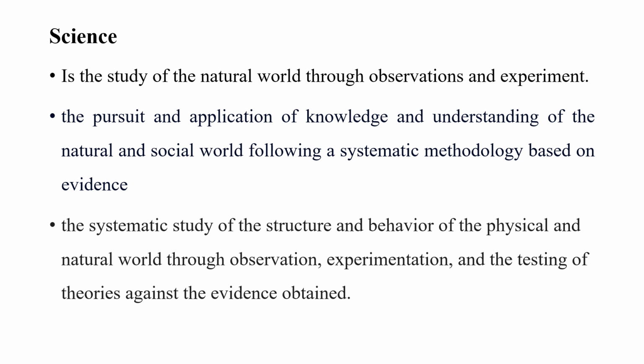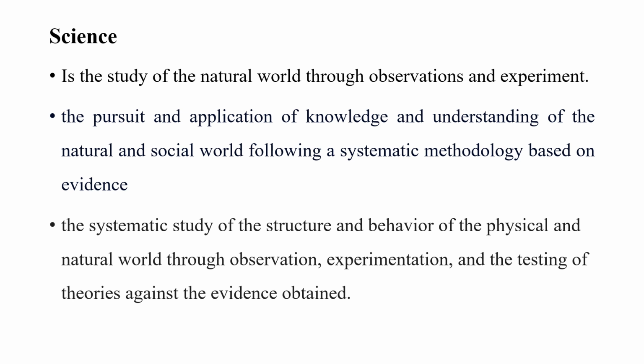The second one I have here says science is the pursuit and application of knowledge and understanding of the natural and social world following a systematic methodology based on evidence. So this one explains that science is about pursuing knowledge to understand the natural and the social world in a methodological way based on the evidence that is seen. Then you can also describe science as a systematic study of the structure and behavior of the physical world and natural world through observation, experimentation, and testing of theories against the evidence obtained.